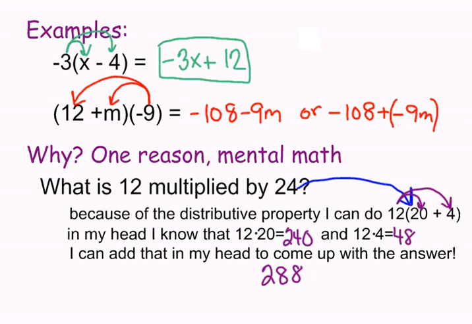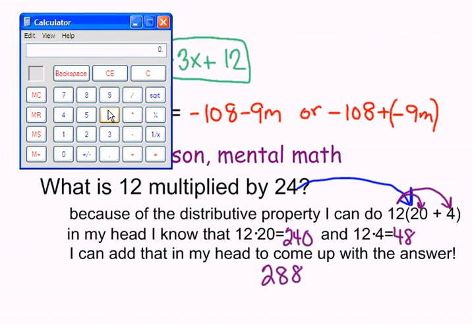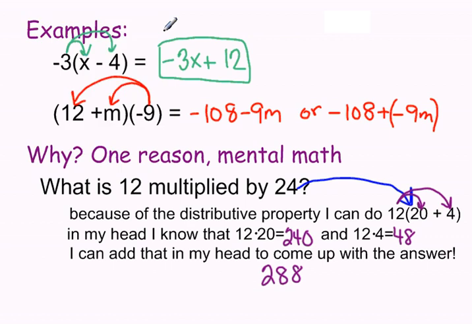Now, let's check really quickly just to make sure that that answer is correct. 12 times 24, and there it is, 288. But I didn't need to write this stuff down. I'm just showing you what I would do in my head to come up with that answer.